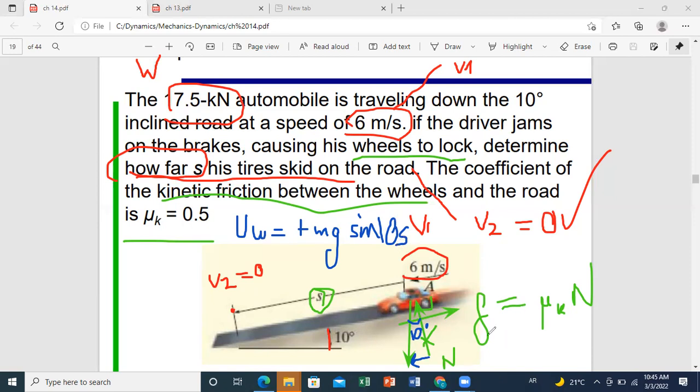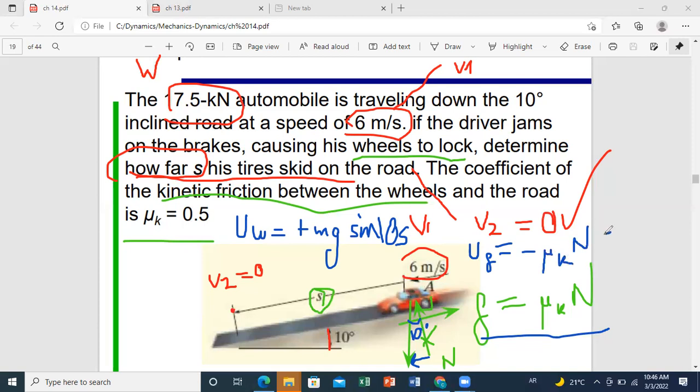Now I still have to compute the work of friction. The friction is opposing motion, so it's a negative work. So for the work of friction, work of F, it's minus, because it's a constant force, since all my forces here are constant: the weight is constant, the normal will be constant, and also the friction. So it's minus mu k n times the displacement, s.